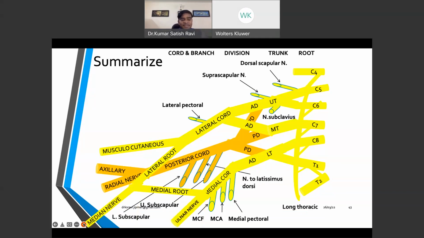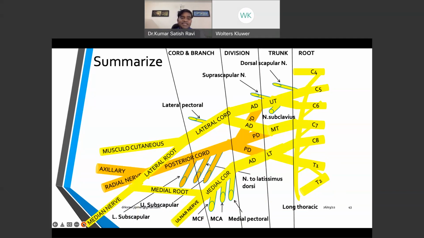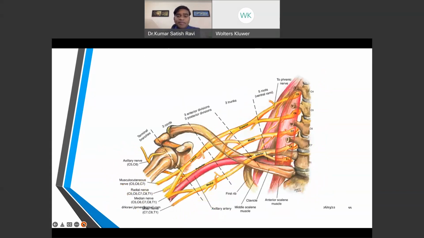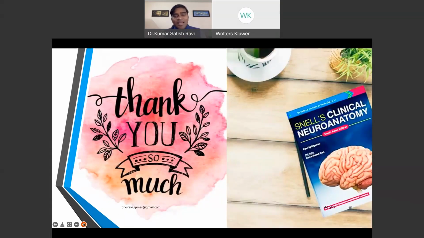So we have seen the branches from the medial cord already, the median nerve and the ulnar nerve. So roots, we have trunks, we have divisions, we have cords, and the branches from the different cords of the brachial plexus you can appreciate over here. So this is all about the brachial plexus.